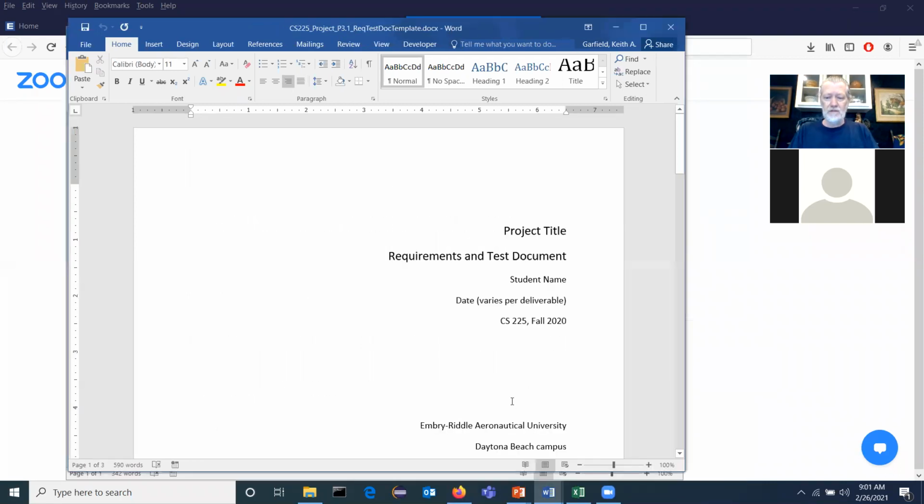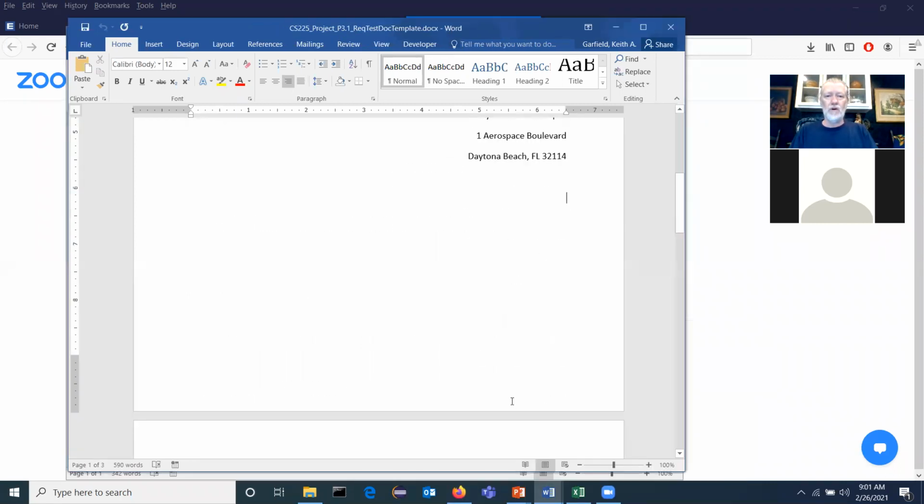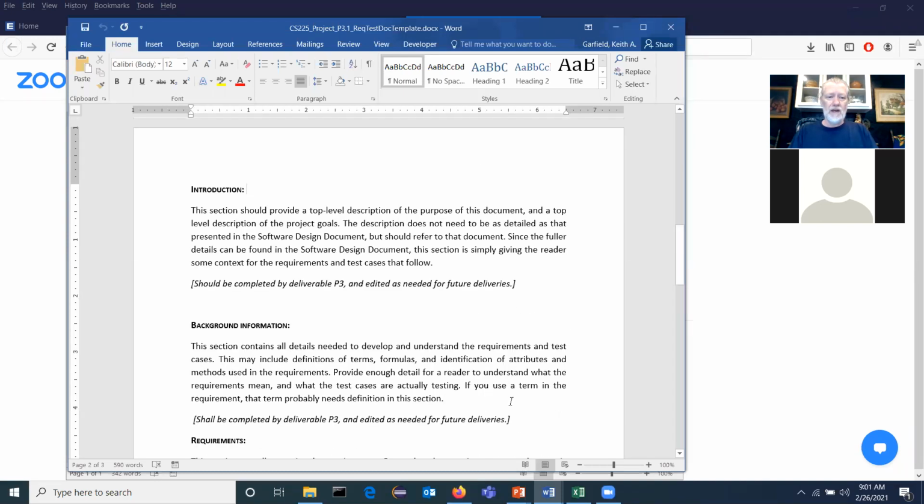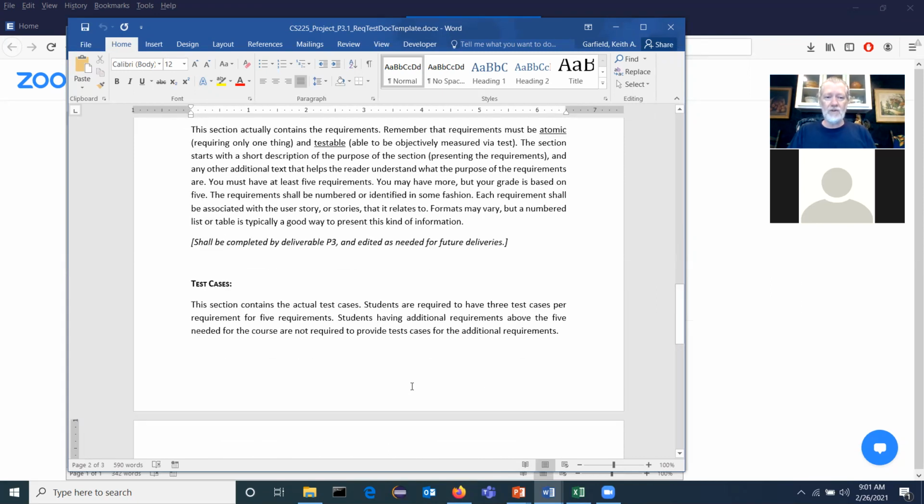The template is here for the requirements and test document. And background information, the main thing there is all your definitions, everything that you need for the requirements to make sense, for the tests to make sense. You can even set up scenarios in there, and then in your test plan, you can say, okay, scenario 1, scenario 2, scenario 3. List 5 requirements, tie them to the user stories. Which user stories are you testing? And then each requirement gets 3 test cases. You can have more, obviously.